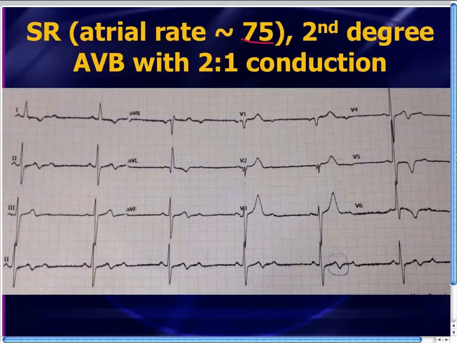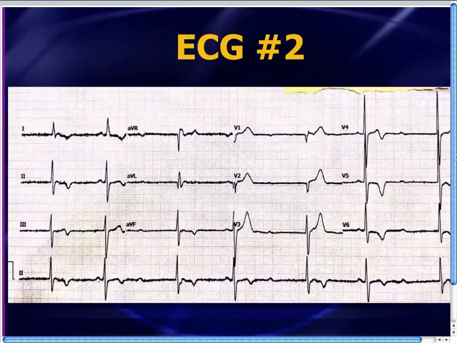I don't know the patient's blood pressure as to whether this is an unstable bradycardia. Do you need to treat it emergently or just follow it in the hospital or so on? We're not going to get into the treatment here. A little while later, however, the patient's rhythm changed a bit, and now you'll notice that the atrial rate seems to have decreased.